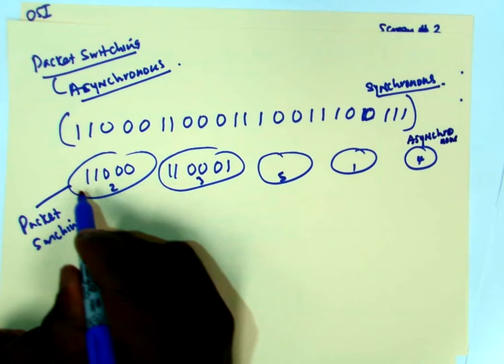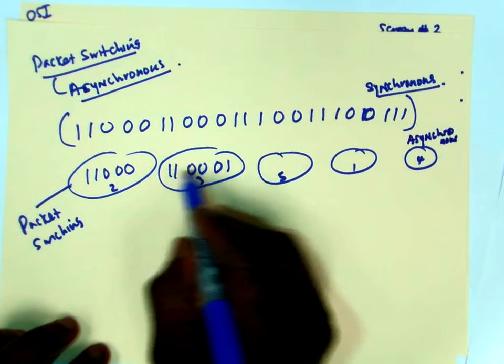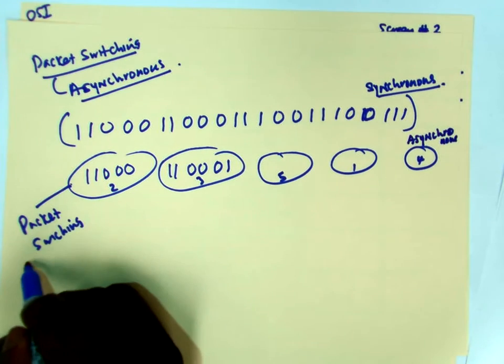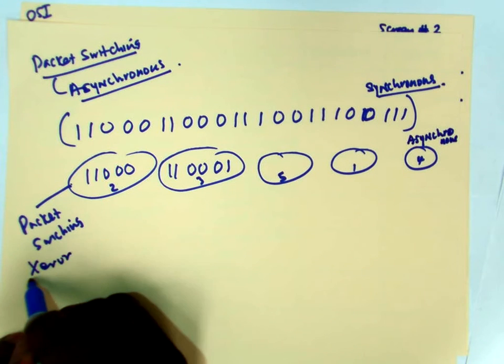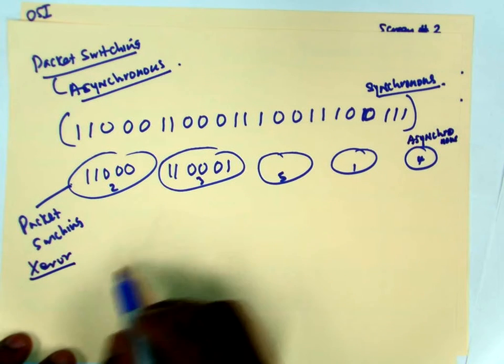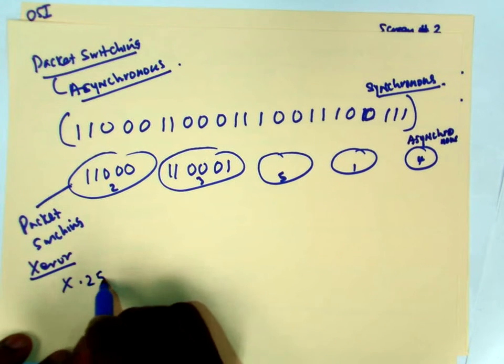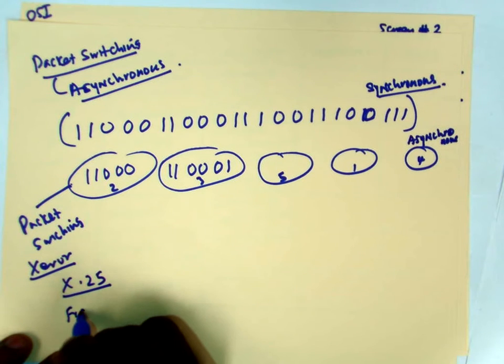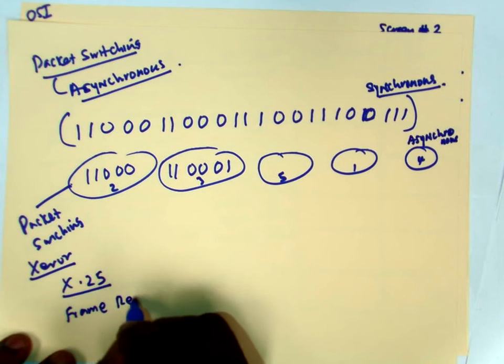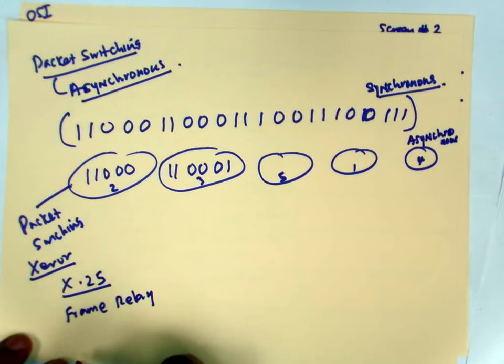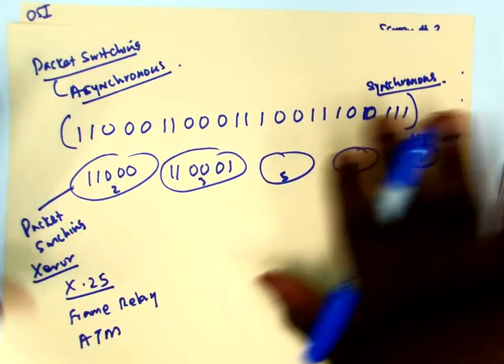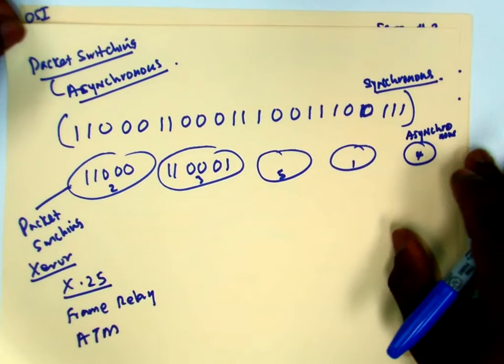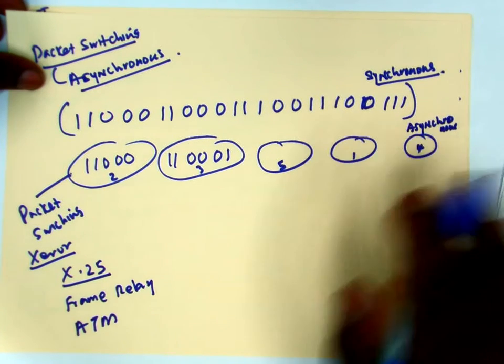It just means start and stop, start and stop. So this gave us the first packet switching protocol, X.25. Then we improved to frame relay. Then our packet switching now has gone to ATM. So these are future things which I want you to know, but they're good background.